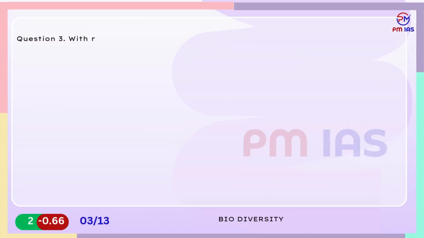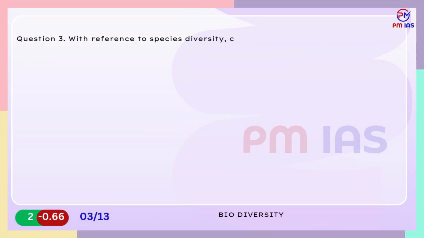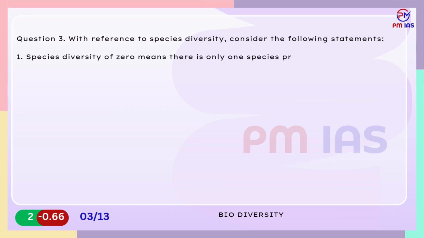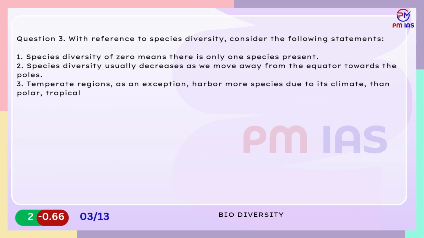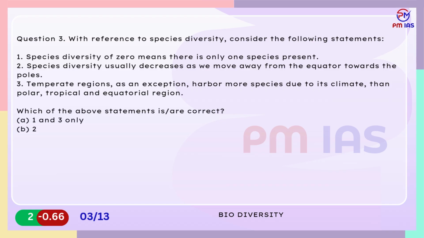Question 3. With reference to species diversity, consider the following statements. 1. Species diversity of 0 means there is only one species present. 2. Species diversity usually decreases as we move away from the equator towards the poles. 3. Temperate regions, as an exception, harbor more species due to its climate than polar, tropical and equatorial regions. Which of the above statements is correct? A. 1 and 3 only. B. 2 only. C. 3 only. D. None of the above.